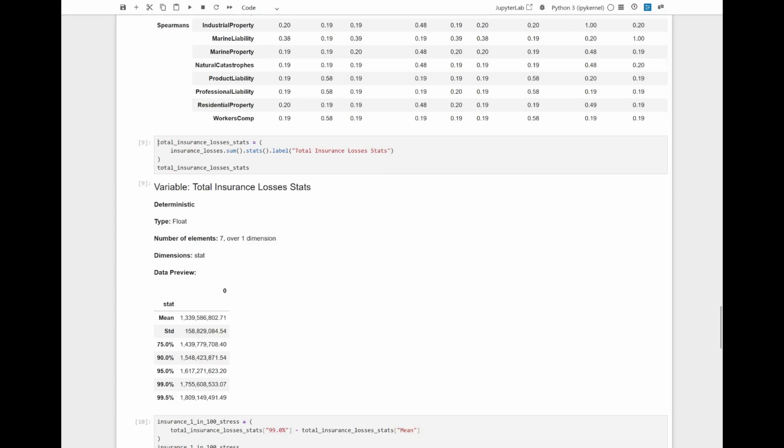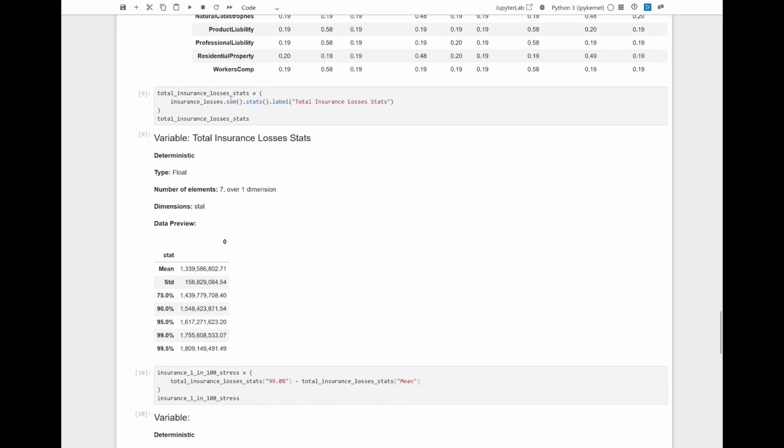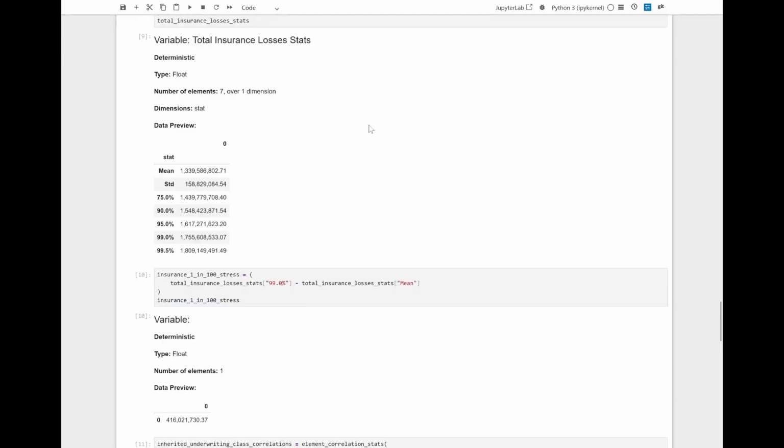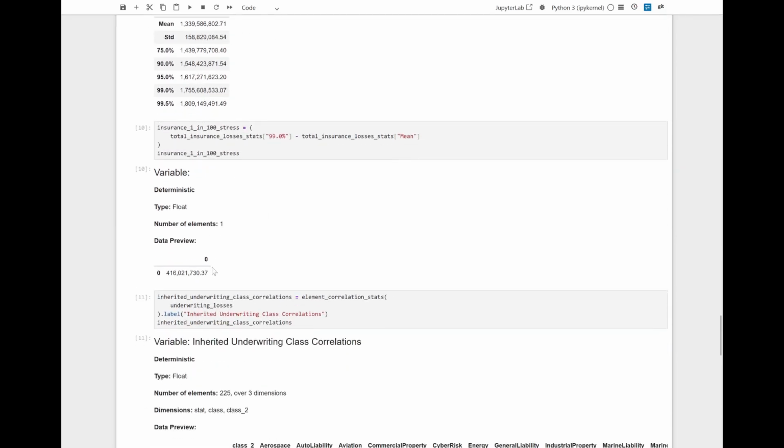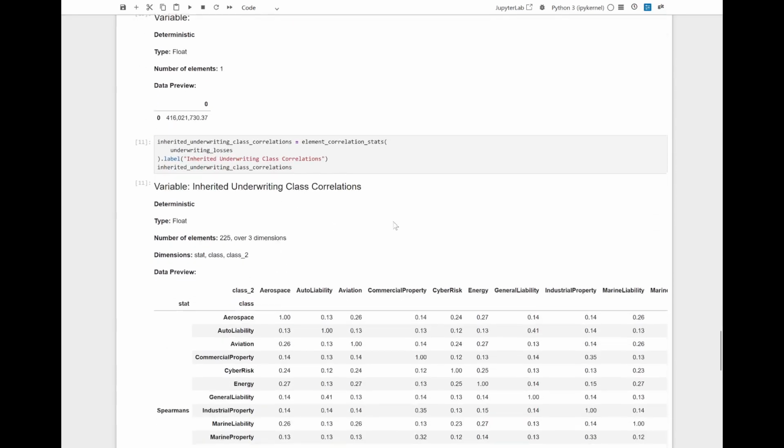So total insurance risk loss stats: we can aggregate up across all the classes using the sum and then measure the stats on that. Here's the total insurance loss stats. So we can see we've got a mean of around 1.34 billion. In the tail, the 1 in 100, we've got about 1.75 billion. And we can look at that stress, the tail minus the mean, a deviation of around 416 million. Let's have a look at some of the other metrics that might be interesting to us though.